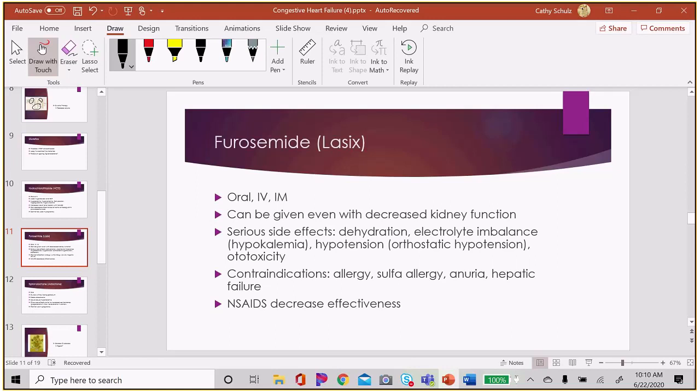They could develop orthostatic hypotension. Some extra things is they can get ototoxicity, and what that means is that their hearing can become impaired. This could be transient, meaning it only lasts for a little while, or it could be permanent. It can be transient, especially if Lasix or furosemide is given IV and it's infused too fast. Lasix has to be given slowly IV.